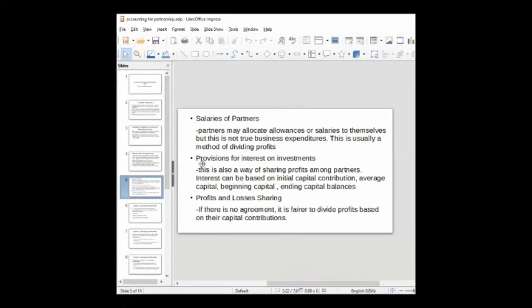So the profit and loss sharing of the partners can be in a fraction or in a percentage, depending on their agreement. Okay? But if there is no agreement among the partners, it is fairer to divide the profit based on their capital contributions.